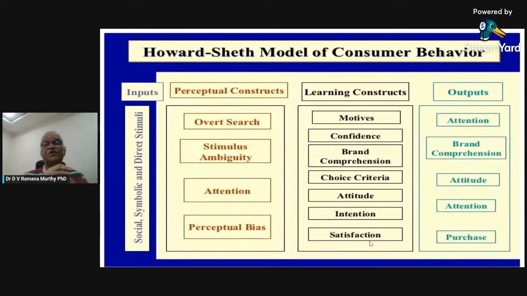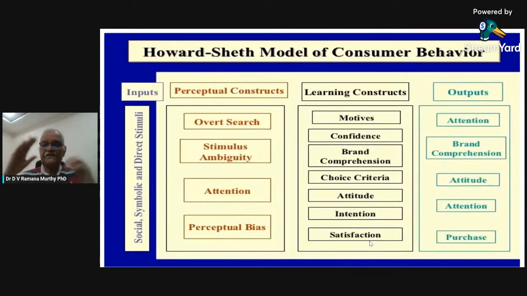There is a lot of perceptual bias also, whether to buy or not to buy, this, that and all. This is what we call perceptual construct, what goes into the mind of the consumers as such. Let's examine the learning constructs. Having this information visibly seen by the customer and getting into his mind, then all these things work out, because this is ultimately the formation of attitude and intention to purchase and deriving satisfaction.